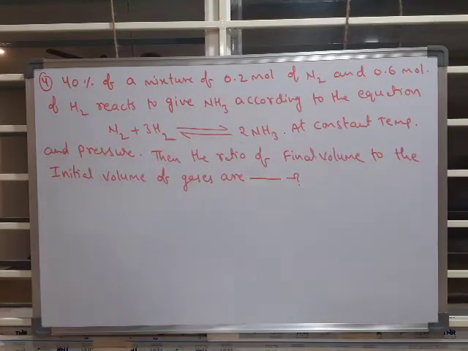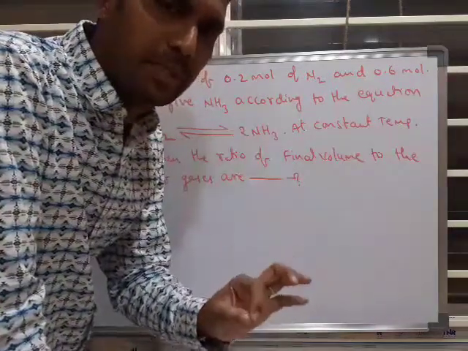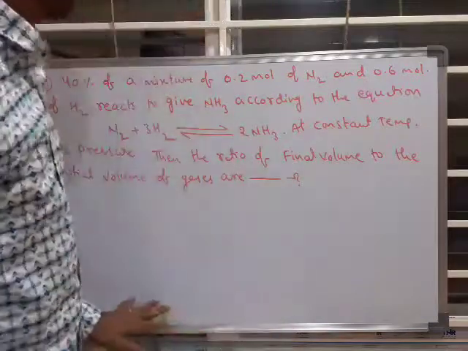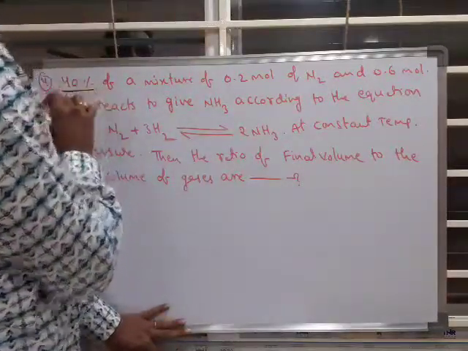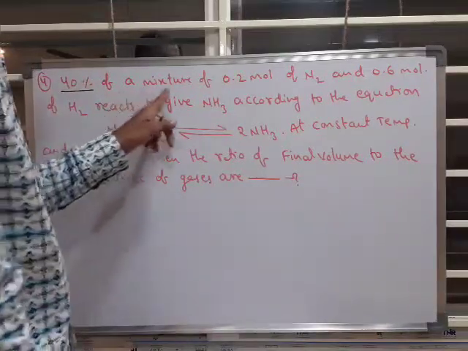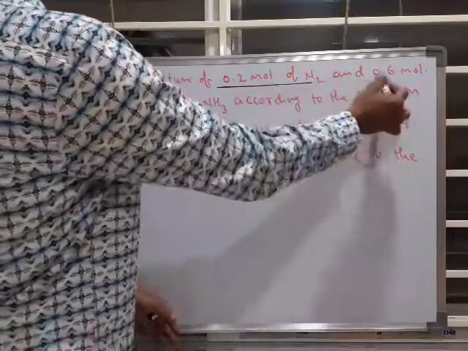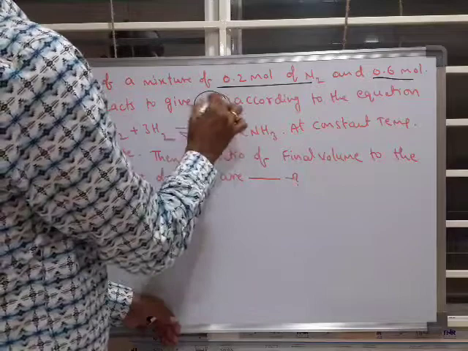Okay, this is a very important model, and there are very few problems like this. See, 40% of a mixture of 0.2 mole of nitrogen and 0.6 mole of hydrogen reacts to give ammonia.